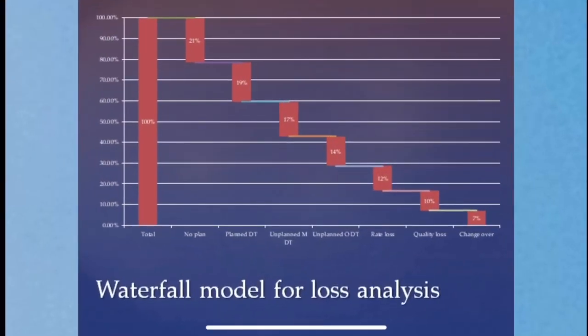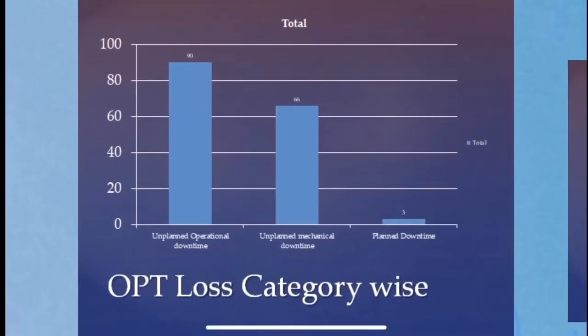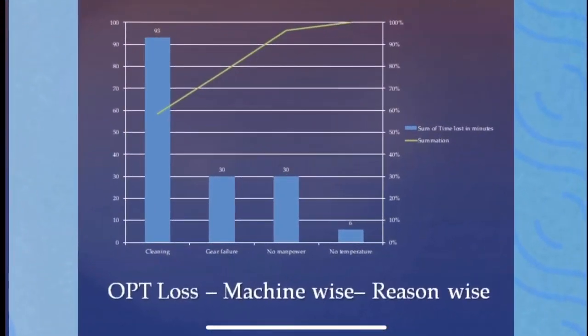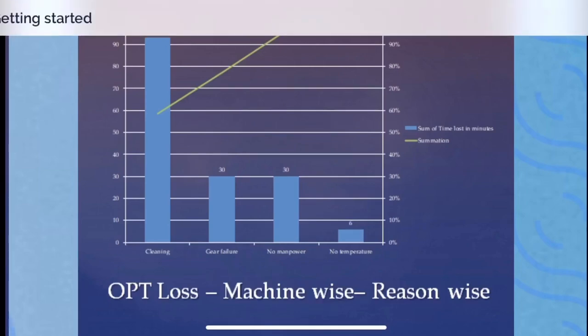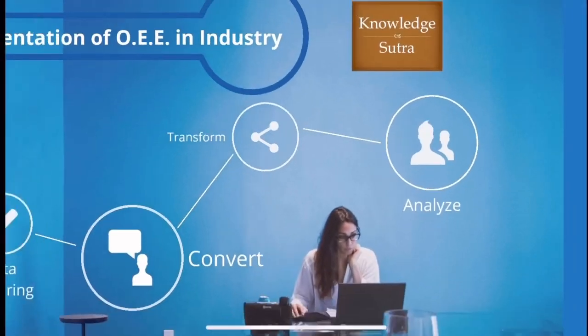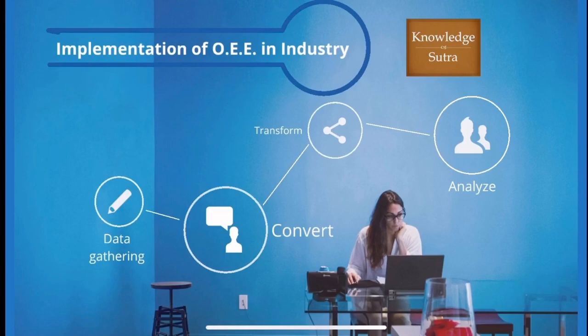Or we can also make a waterfall model for the loss analysis, or we can make OPT loss category wise, showing which category has the maximum loss in a given period of time. And also we can do a Pareto analysis of OPT loss machine wise, region wise. So there could be any number of graphs which can be generated by this application. This data is also available in Excel form, which enables the user to convert that data into something meaningful and customize it as per their need.